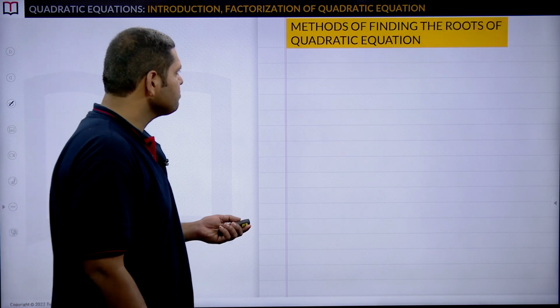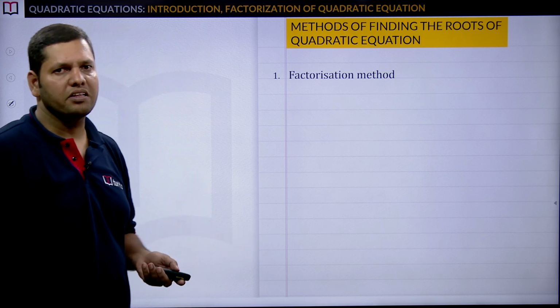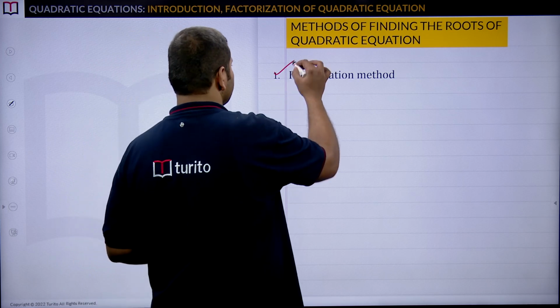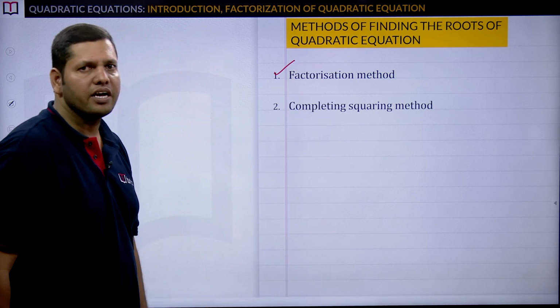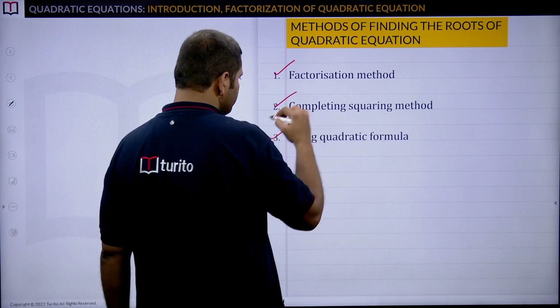Fine. Now children, methods of finding the solution of a quadratic equation. We have some methods here. The first method is what, children? The factorization method. The second method is the completing the square method. And the third method, children, is using the quadratic formula.